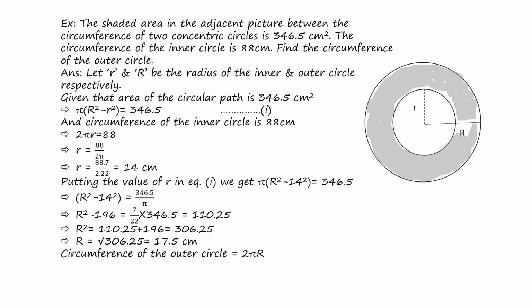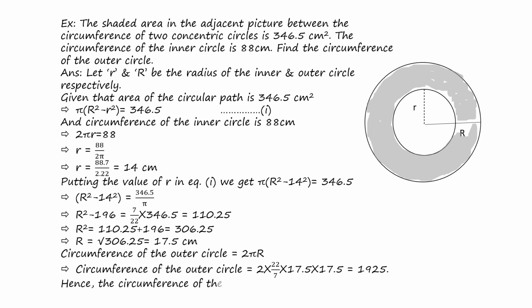So the circumference of the outer circle equals 2 pi r. So the circumference is 2 into 22 by 7 into 17.5, which is 110. Hence, the circumference of the outer circle is 110 centimeter. That is the answer. Friends, here we saw a few questions, a few examples.